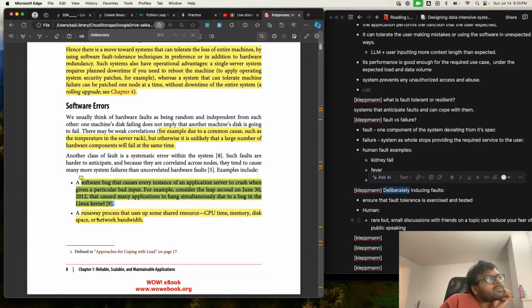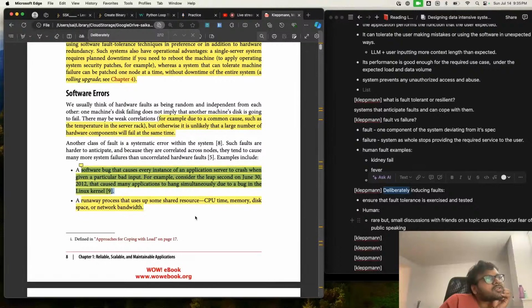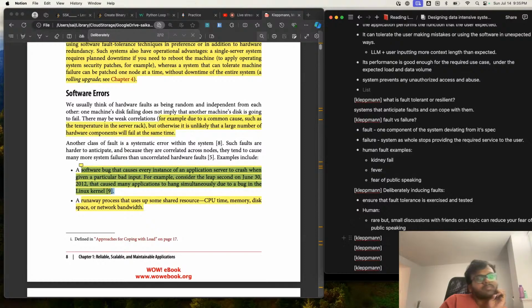A runaway process that uses up some shared resource. Systematic error within the system. Hard to anticipate. Examples.